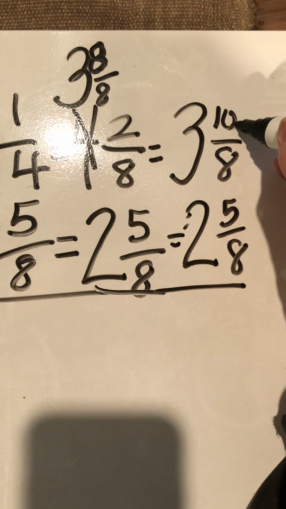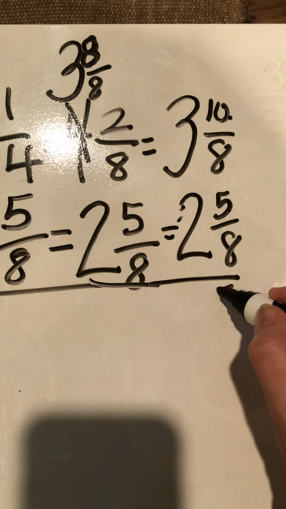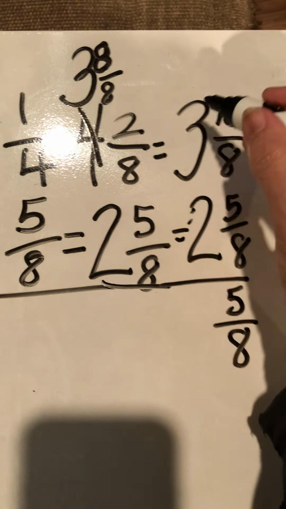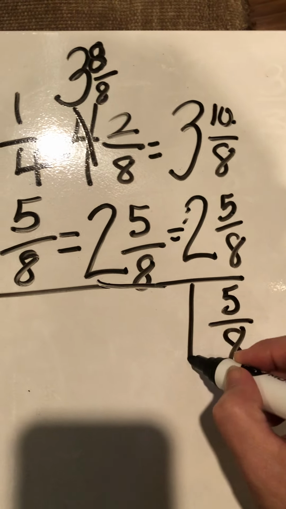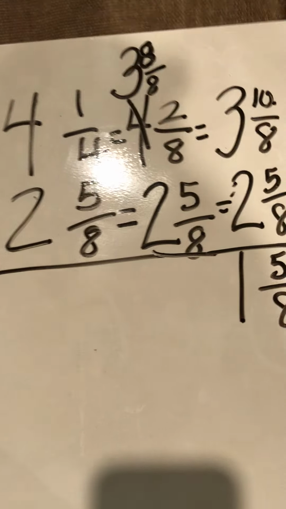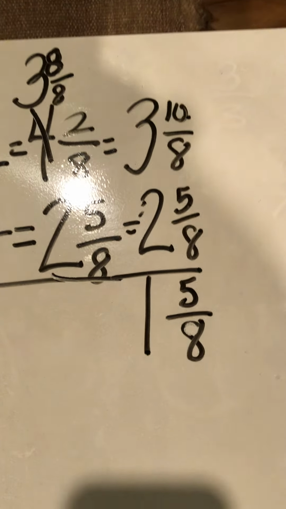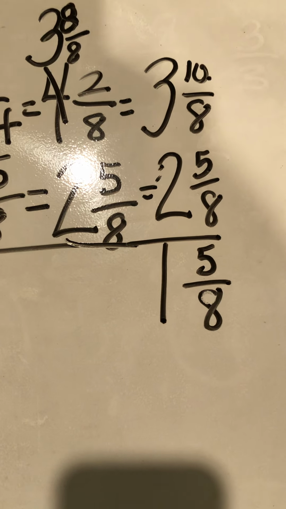And I'm going to subtract. 10/8 minus 5/8 is 5/8. 3 minus 2 is 1. And that doesn't need to be reduced or anything. That's lowest terms. If it needed to be reduced, you needed to reduce it.